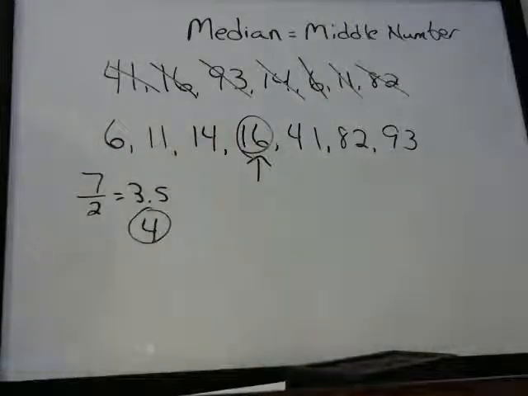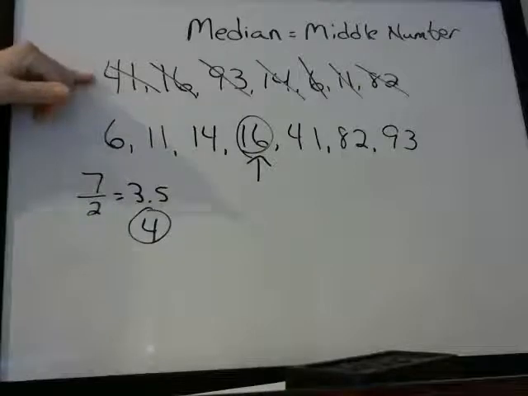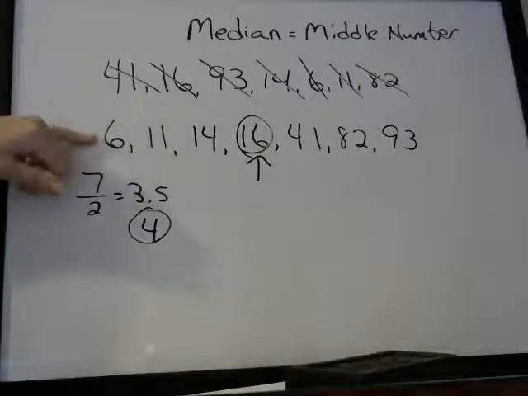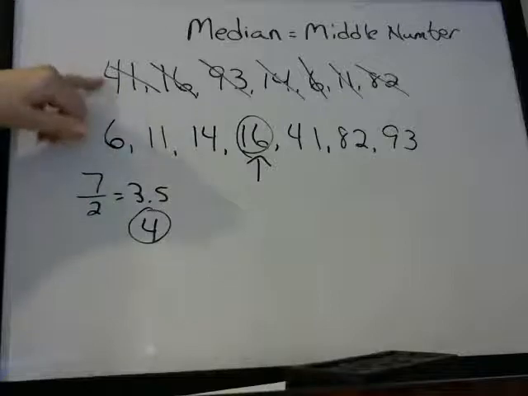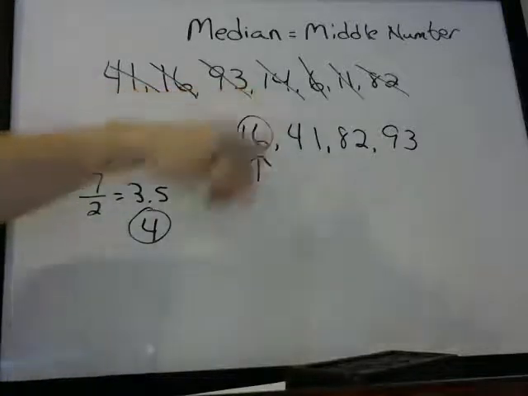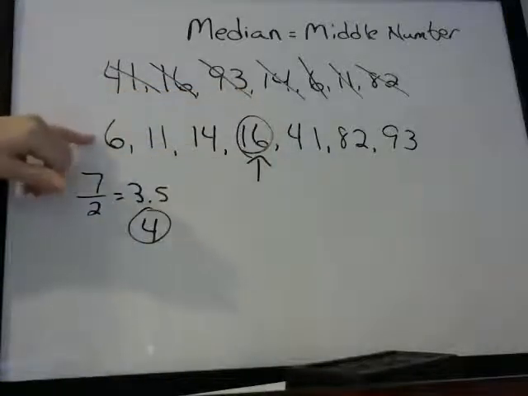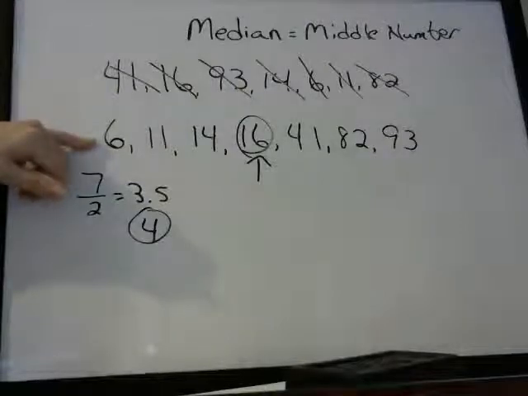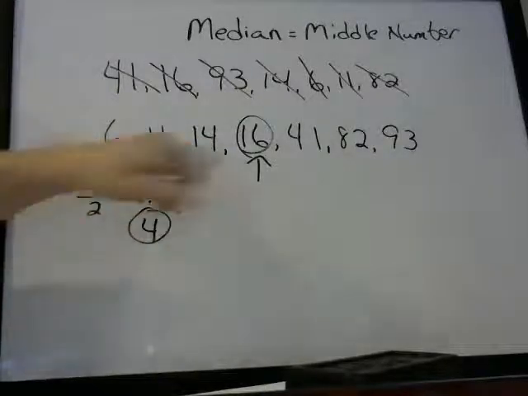So it's very straightforward. You have your data set, write them in ascending order. That's the key, is you have to write them in ascending order. Don't just look at this and then pick out the middle one. You have to write them in ascending order. That's the key to this whole problem. And then you just find the middle.